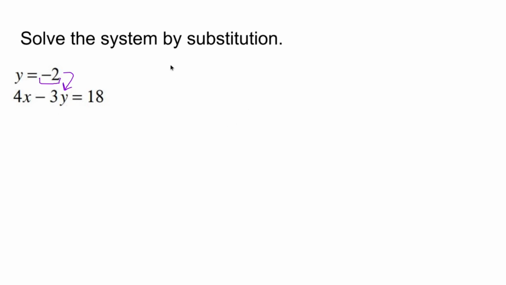So since y is already negative 2, I'm going to take it to the other equation and replace y with negative 2. So let me write out that bottom equation, 4x minus 3, but instead of y, I'm going to put parentheses negative 2 and then finish writing out equals 18. Okay? So do a little bit of math. Negative 3 times negative 2 is positive 6. So 4x plus 6 equals 18.